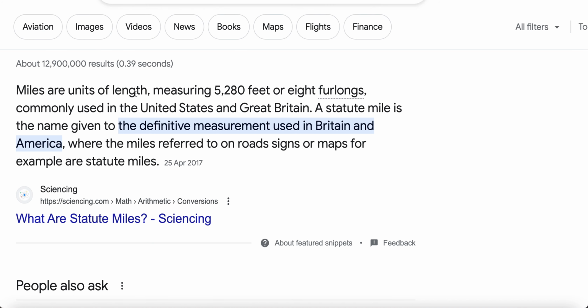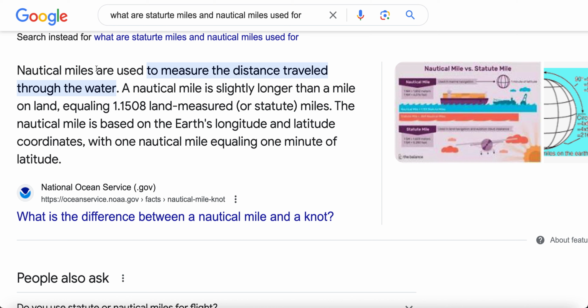Miles are units of length measuring 5,280 feet or 8 furlongs, commonly used in the United States and Great Britain. A statute mile is a name given to the definitive measurement used in Britain and America, where the miles referred to on road signs or maps, for example, are statute miles. Nautical miles are used to measure the distance travelled through the water. This is from the National Ocean Service. A nautical mile is slightly longer than a mile on land, equaling 1.1508, as I told you, land measured statute miles.